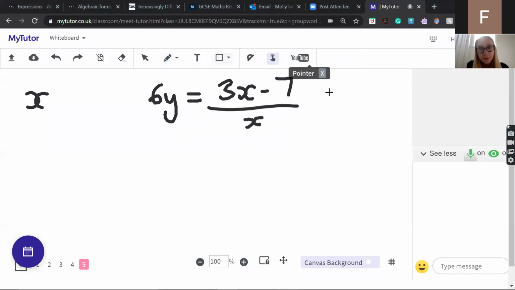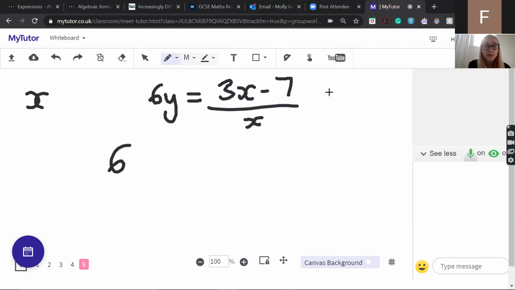So the first thing that we want to do is get rid of this x from the bottom, basically. The way that we get rid of stuff from the bottom of fractions is by multiplying up by it, because it's currently being divided by x. So we're going to multiply by x. So that means that we get 6y times x. I'm going to keep it as 6yx actually.